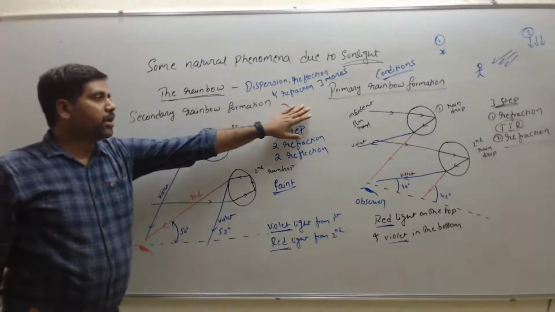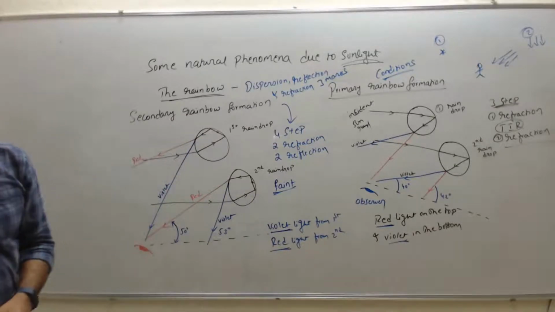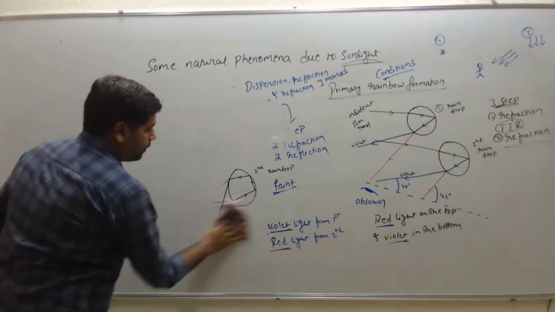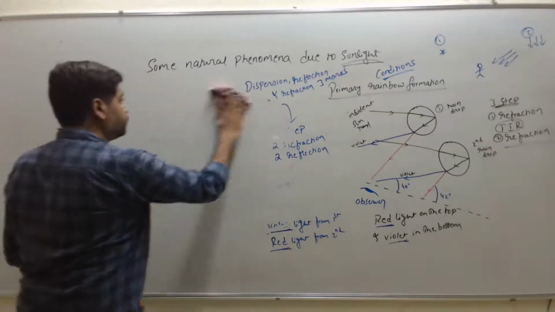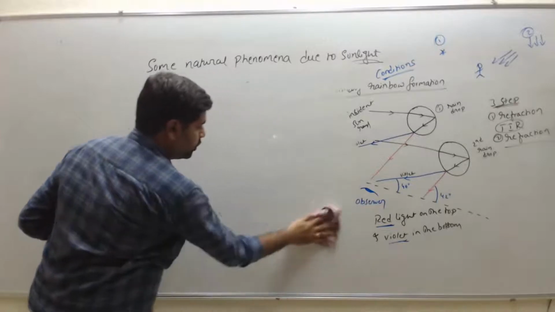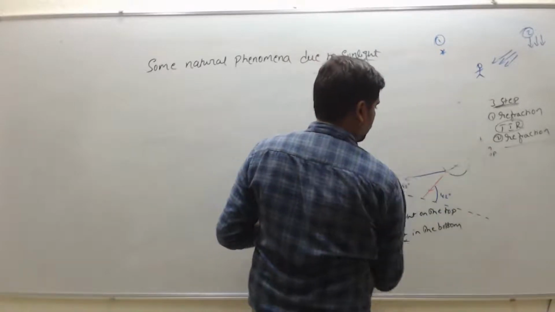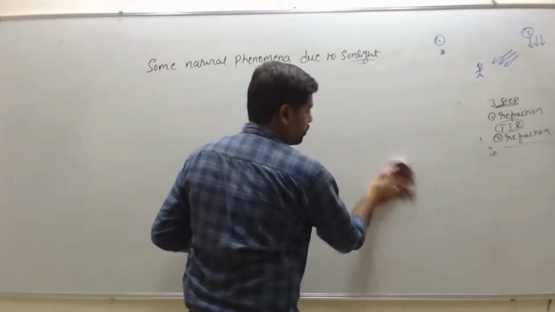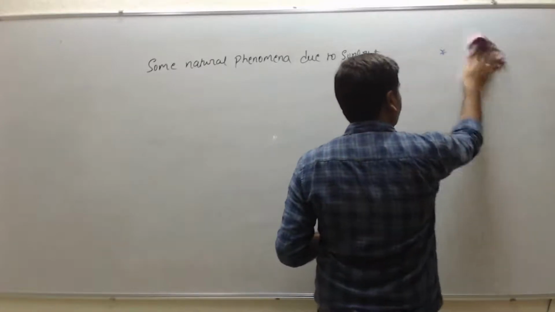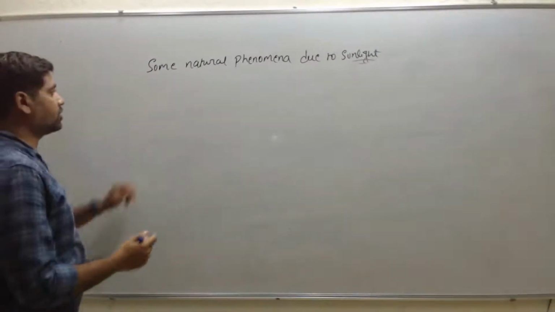So these are the three conditions for rainbow. Next, primary rainbow formation and secondary rainbow formation. So next topic is scattering of light.